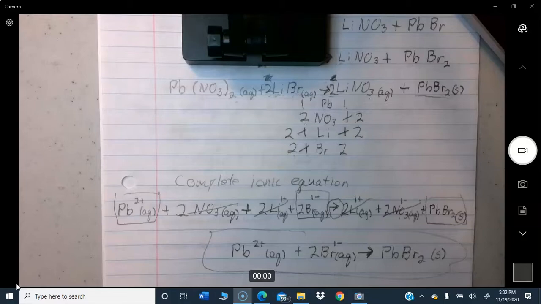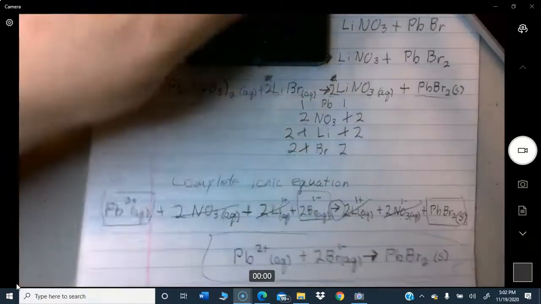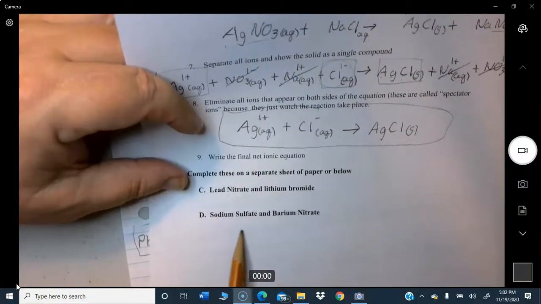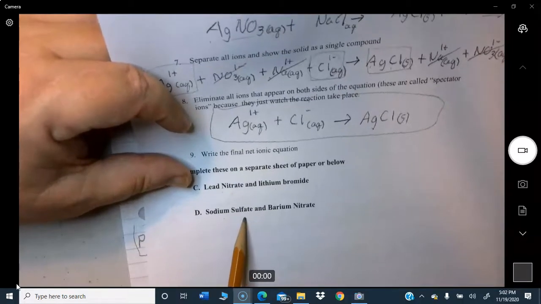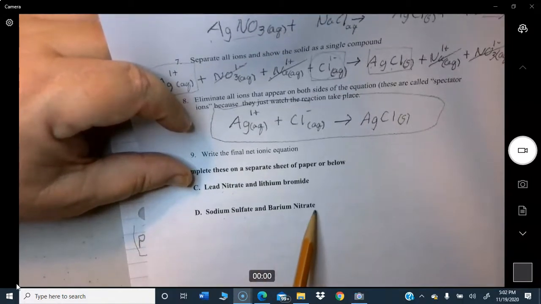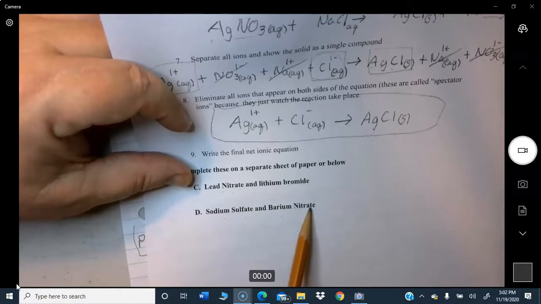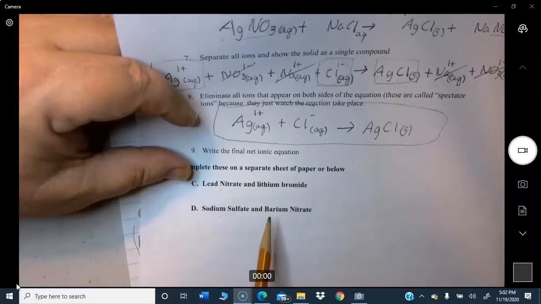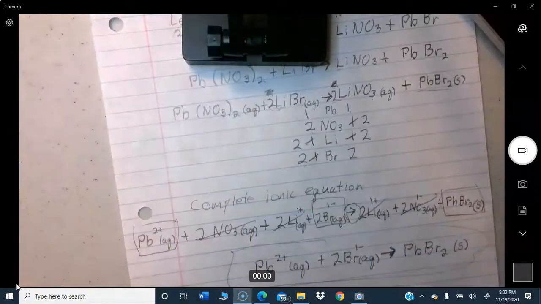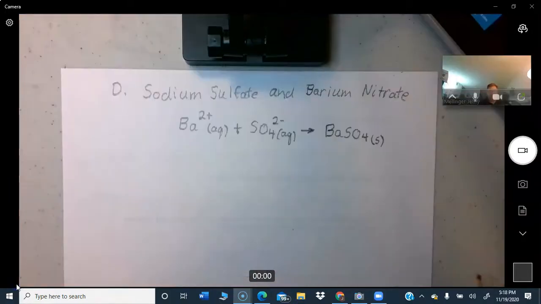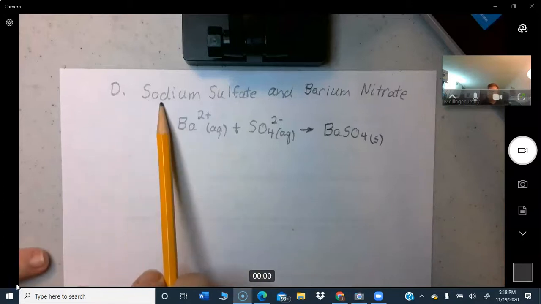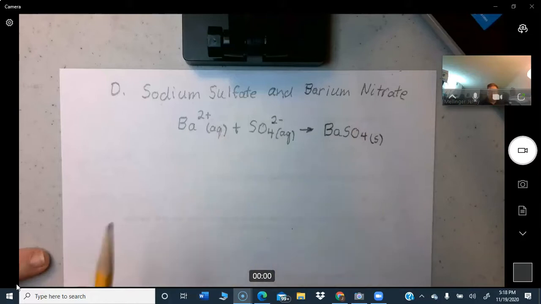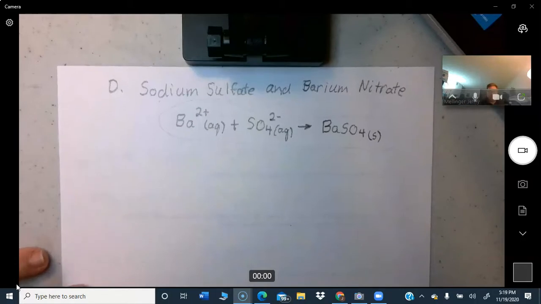Now the last one. And again, be sure this is what you have on your sheet. I had to change some things in this sheet. So sodium sulfate and barium nitrate. Okay, so there they are. I'm going to let you do that one, and I'm going to put up the answer here in just 1 second. So this is question D, sodium sulfate and barium nitrate, and I want you to do that one by yourself, but this is the final net ionic equation that you should end up with for that one.